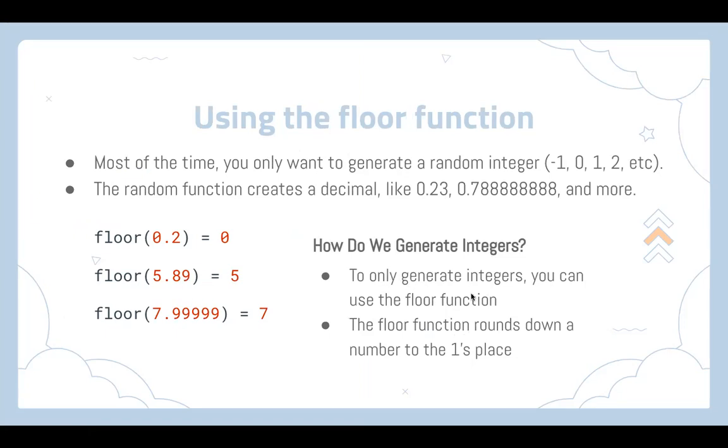So how do we generate integers? To only generate integers, use the floor function, and the floor function rounds down a number to the ones place. So in the case of 7.99999, even though we would round it up to 8 in math class, the floor function is going to round it down to 7. So you've got to always remember. A good trick is to just remember the number in the ones place. So for 7.99999, you just look at the 7 and you round it to 7.